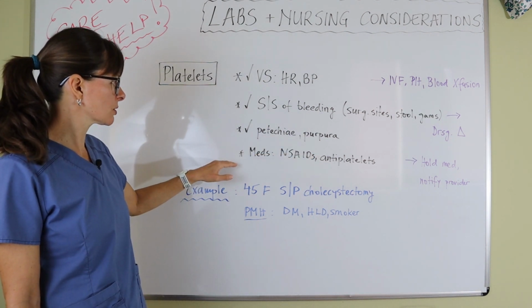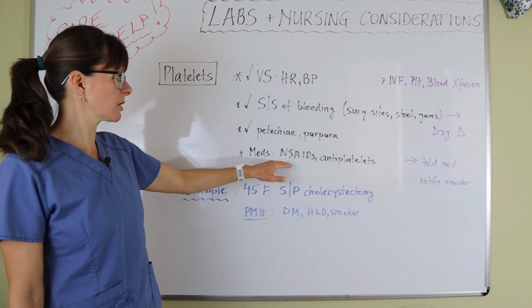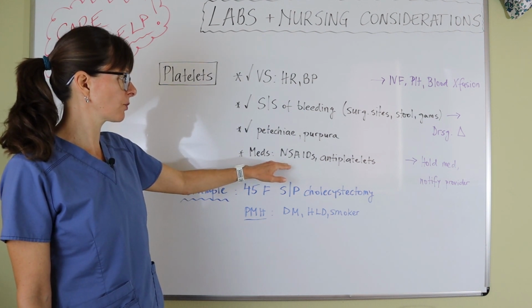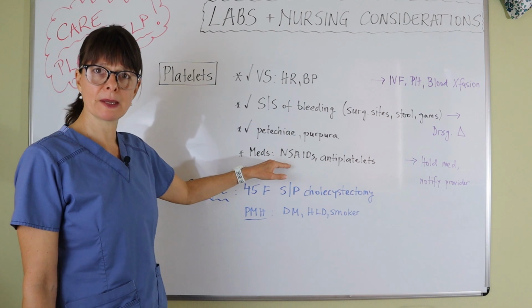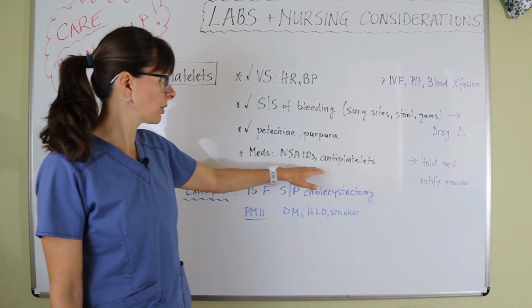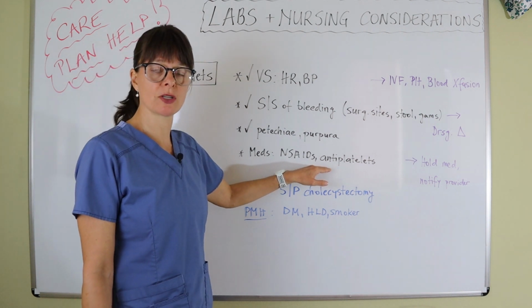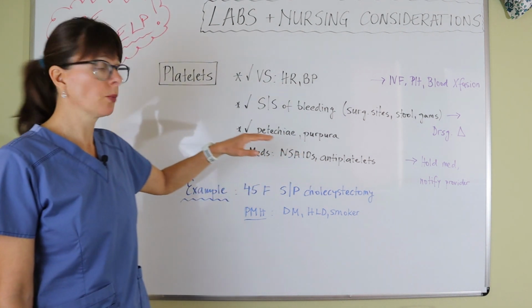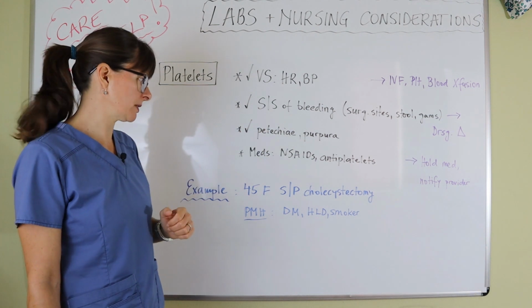And then for medication, we want to tie in and make sure, is the patient taking any NSAIDs, any non-steroidal anti-inflammatory drugs that make them prone to stomach ulcers and possible GI bleeding? And are they taking any antiplatelet agents that might also have something to do with the patient's inability to clot?